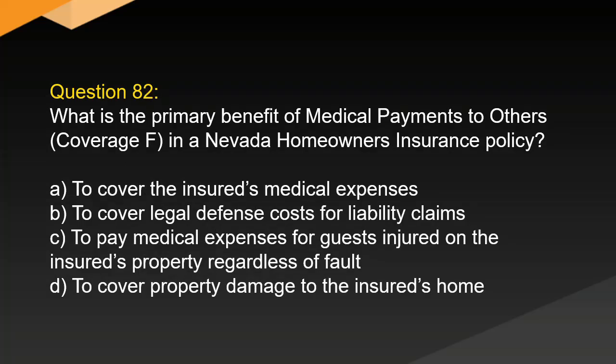Question 82. What is the primary benefit of Medical payments to others, Coverage F, in a Nevada homeowner's insurance policy? A. To cover the insured's medical expenses. B. To cover legal defense costs for liability claims. C. To pay medical expenses for guests injured on the insured's property regardless of fault. D. To cover property damage to the insured's home.